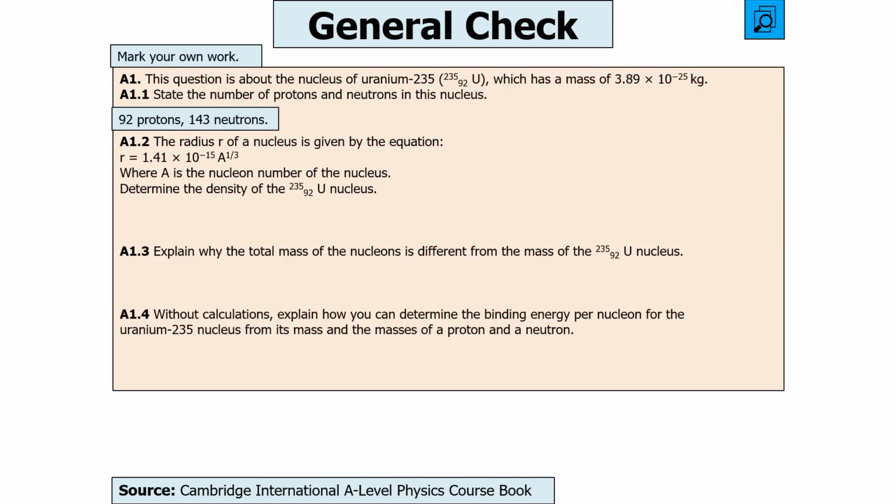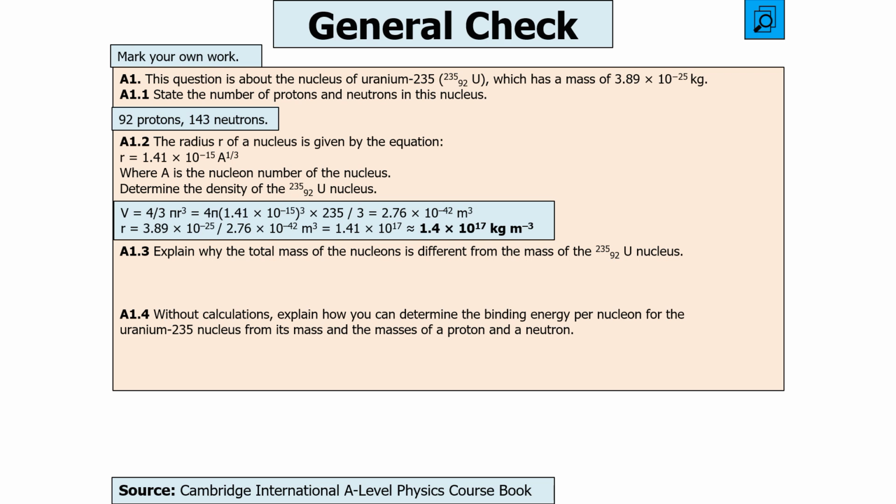Right, in this first one, the number of protons is 92, it's the lower number. Number of neutrons is 143, 235 minus 92. In this next one, we can work out the volume. The volume is 4 over 3 pi r cubed. So therefore, what is our volume going to be? Well, we can work it all through and we can see that it's going to be equal to 2.76 times 10 to the minus 42 meters cubed.